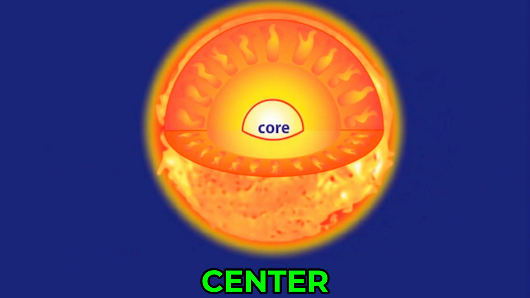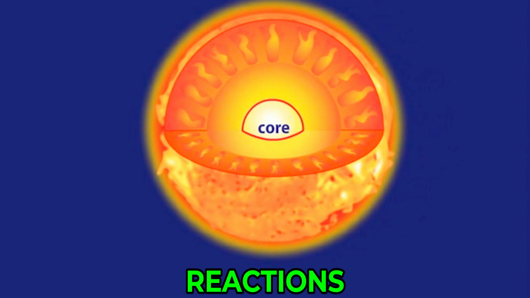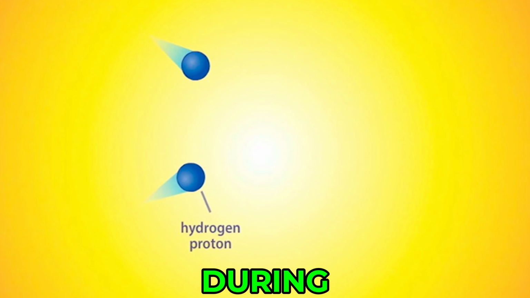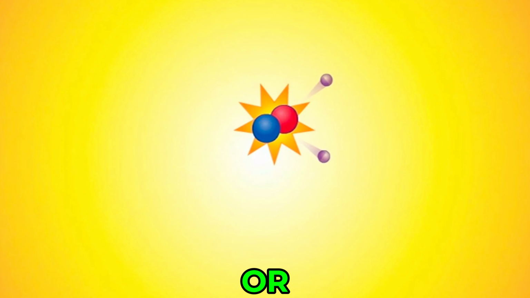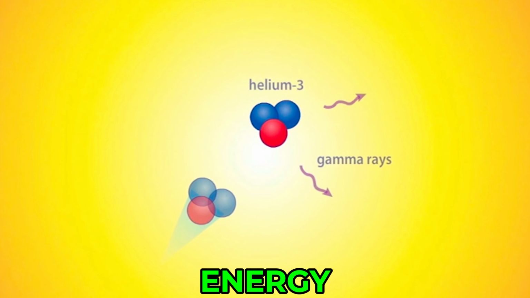The core at the center of the Sun produces the Sun's heat. This energy is produced by hydrogen nuclear fusion reactions. During nuclear fusion, two or more protons fuse to form helium, and large amounts of energy are released.